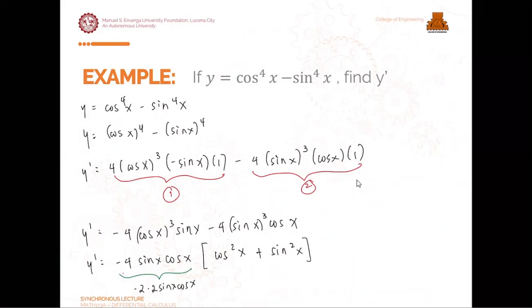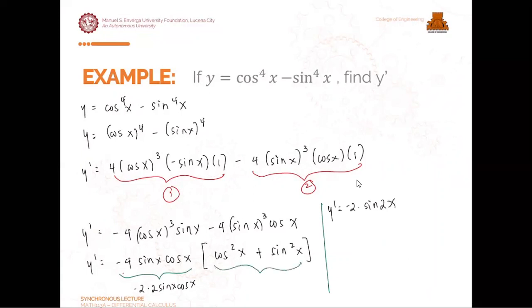So, ibig sabihin, magkakaroon ka na nung term na gusto natin, which is itong term na to. Okay? Yung 2 sine x cosine x na equal siya sa sine 2x. So, negative 2 times sine 2x. Okay? So, yun na yung first natin na transformation ng identity. Then, yung next one is ito.